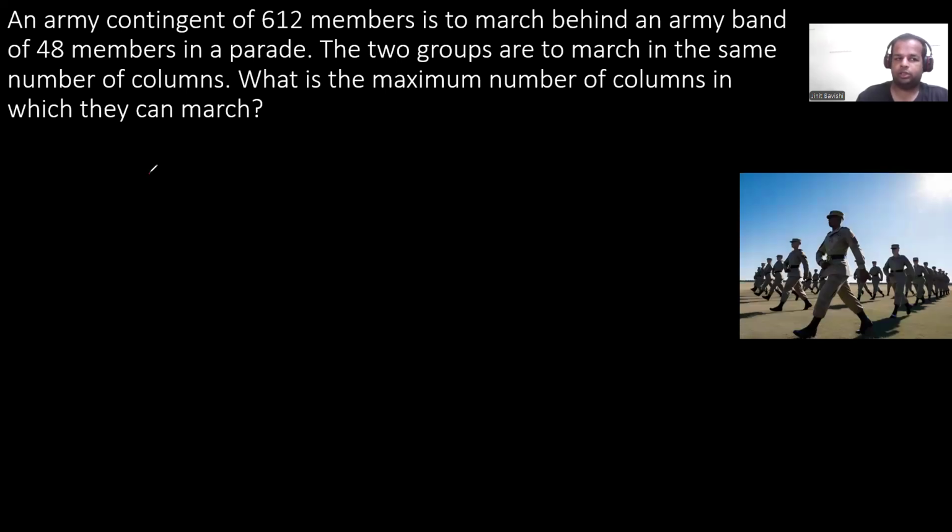Hello again, students. So here we are doing a question on the real numbers chapter. We're doing word problems now. The question is an interesting one. An army contingent of 612 members is to march behind an army band of 48 members in a parade. The two groups are to march in the same number of columns. What is the number of columns in which they can march?